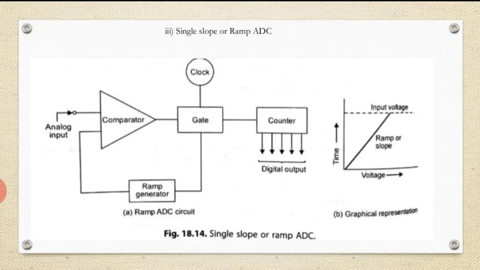A ramp analog to digital converter involves an analog voltage which is increased at a constant rate, and hence it is called a ramp voltage. It is applied to a comparator where it is compared with the analog voltage. The time consumed by the ramp voltage to increase to the value of the sampled voltage will depend on the size of the sampled analog voltage.